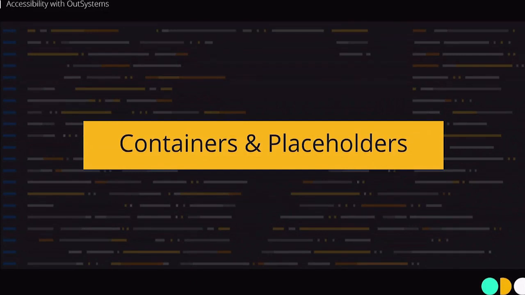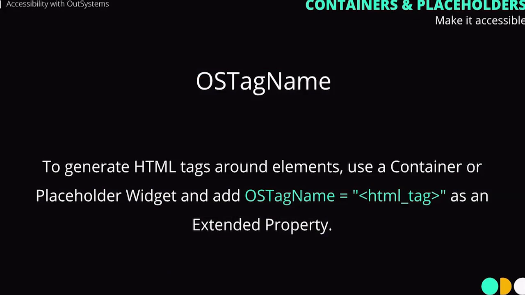Now we will enter the most important part in our OutSystems, the containers and the placeholders. And why do I say that? Because we can convert a simple container and a simple placeholder into another thing. We can generate HTML tags around the elements using only a container or a placeholder, just using the OS tag name.